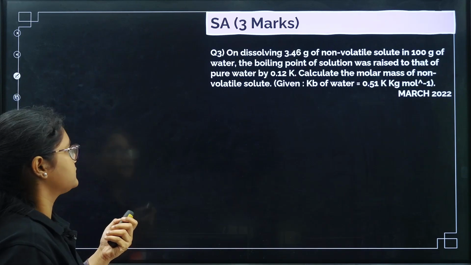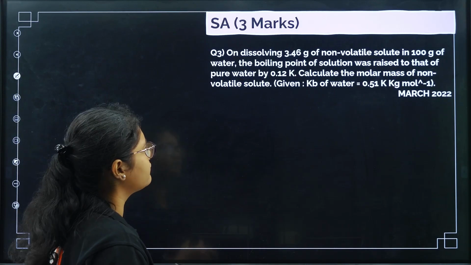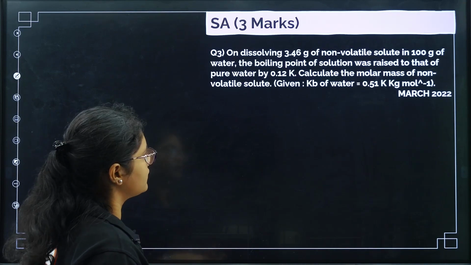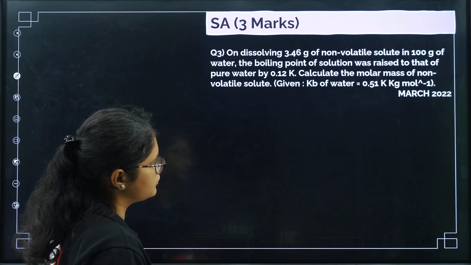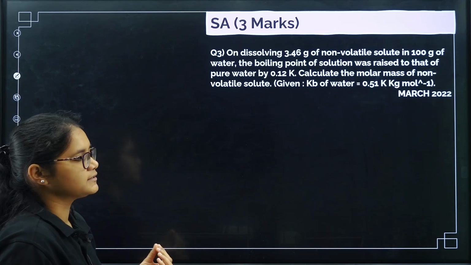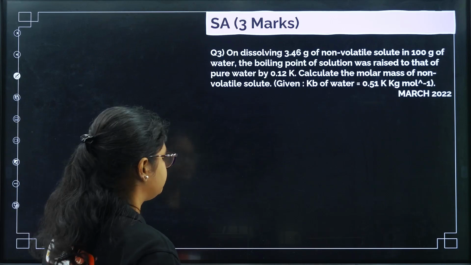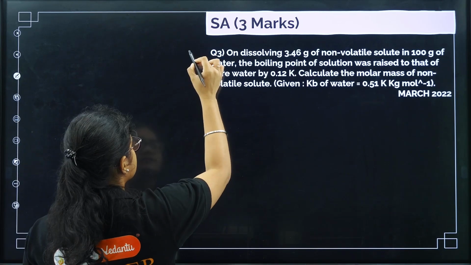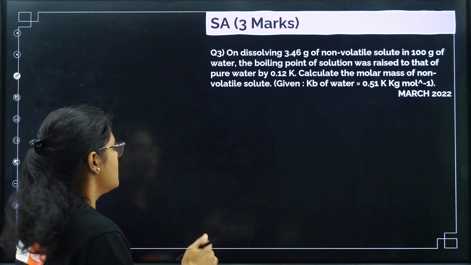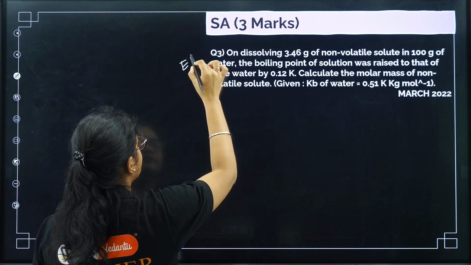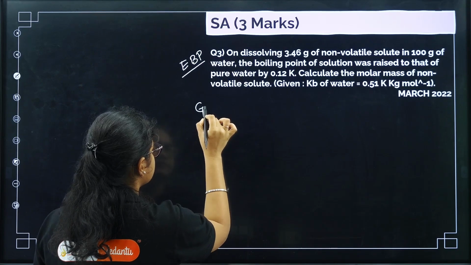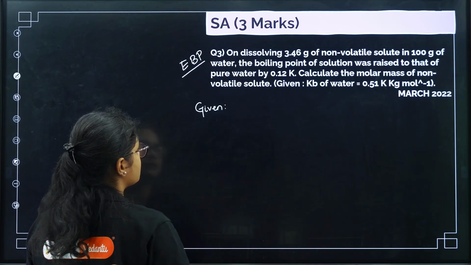Next question. On dissolving 3.46 gram of a non-volatile solute in 100 gram of water, the boiling point of solution was raised to that of pure water by 0.12 Kelvin. Calculate again the molar mass of the solute. Given values are here. So same thing. First we have done osmotic pressure, we have done depression in freezing point. Now this question is about elevation in boiling point, right? Now we'll do the same method. We'll first write the given values, right? So what are the given values?